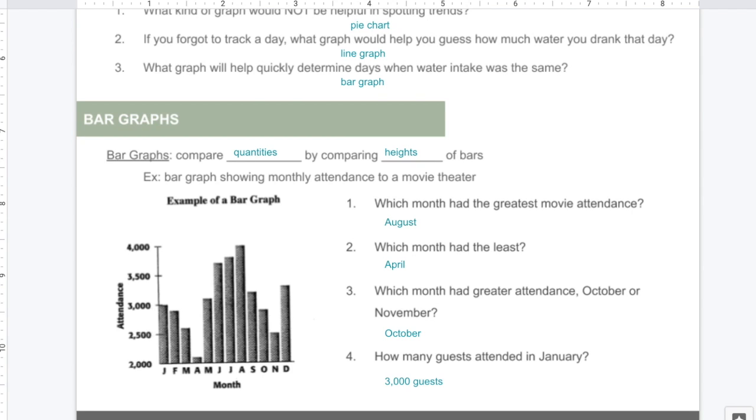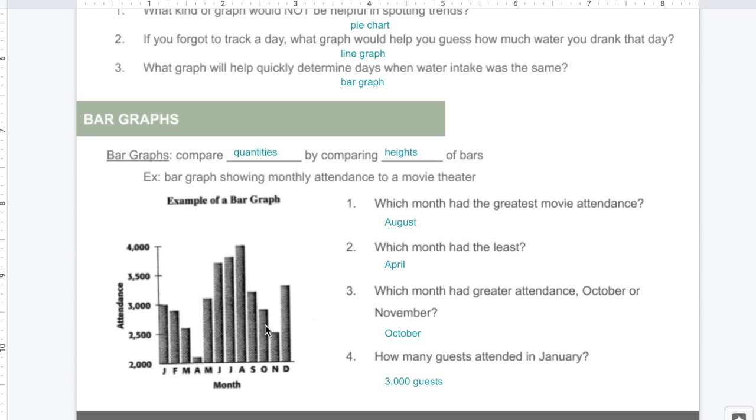Continuing on with 1.3 notes, communicating with graphs, we're going to go over some examples of bar graphs and pie charts today. So to start with bar graphs, they compare quantities by comparing the heights of the bars. So it's easier to compare the different numbers by looking at the height of the bars that are produced in the graph. So for example, a bar graph showing monthly attendance of a movie theater.